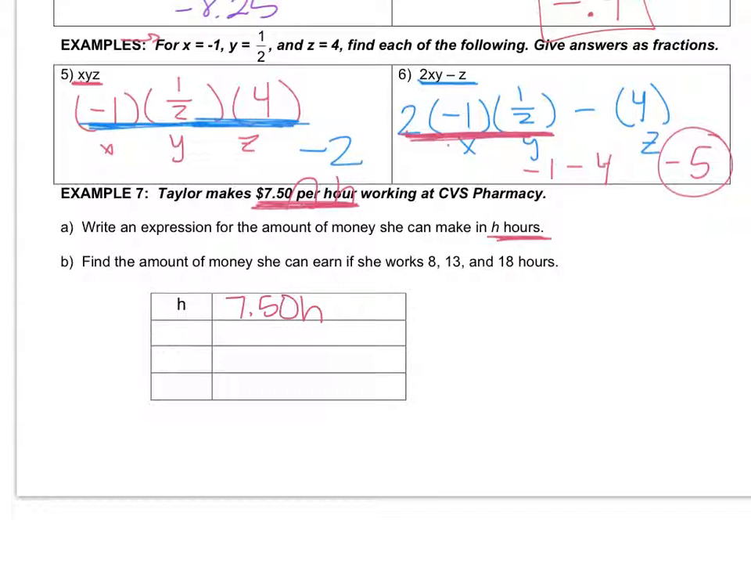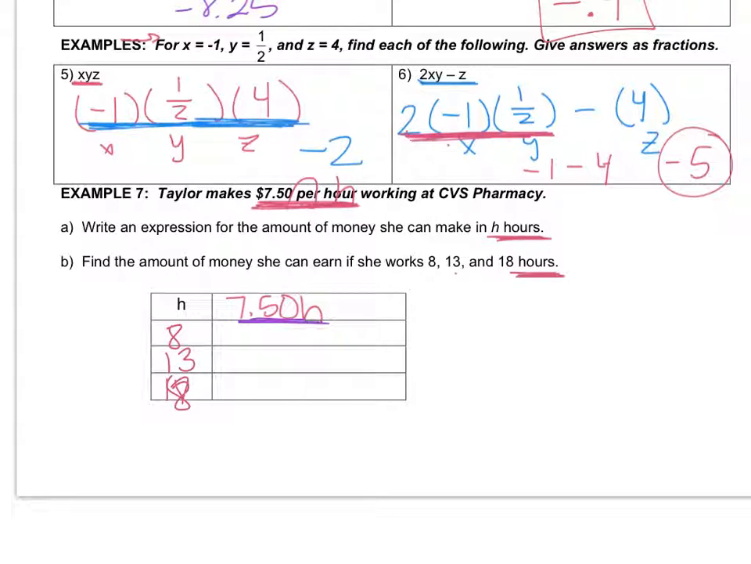Okay, that's our expression. And on part B, it says find the amount of money she can earn if she works 8, 13, and 18 hours. So that's talking about the hours. That is H, so that's looking in this column right here. So it's telling us the values that it wants us to plug in for H. So we have 8, 13, and 18. There we go.